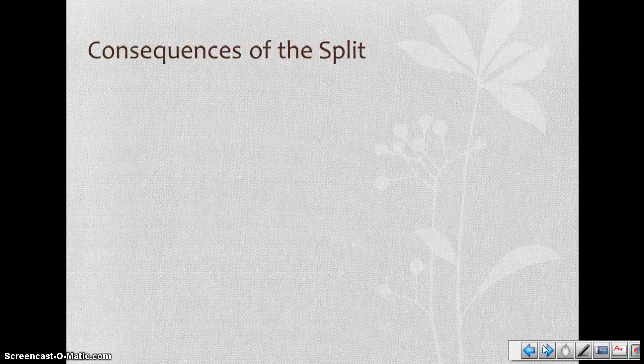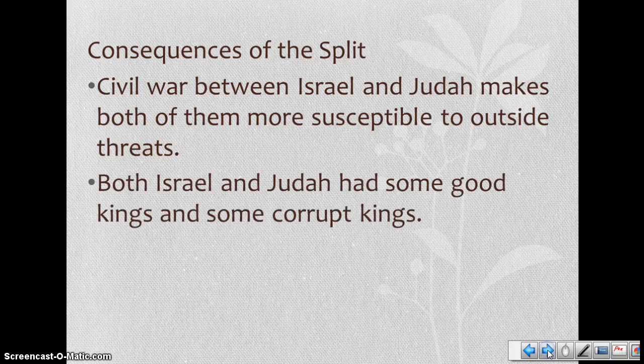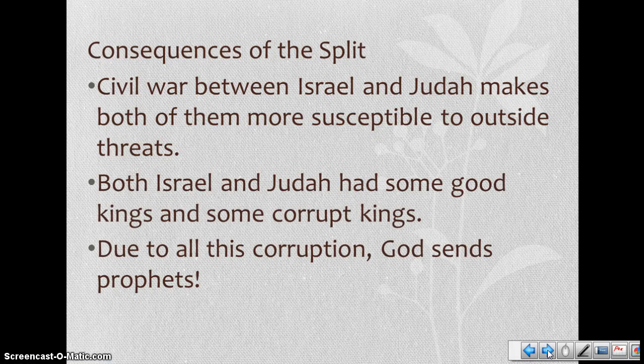All right, back to our handout. The consequences of this split between the north and the south. The civil war between Israel in the north and Judah in the south makes both of them susceptible to outside threats. Both Israel and Judah had some good kings and some corrupt kings. But due to all this corruption, God sends the prophets. Please turn the page.